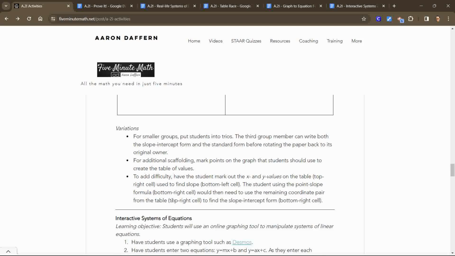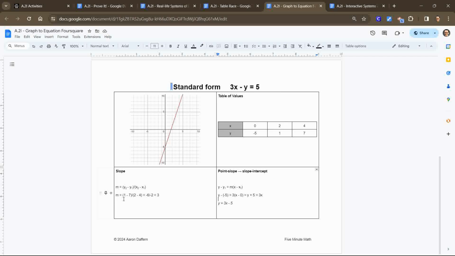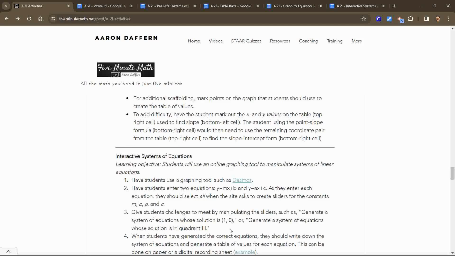And then if you wanted to add difficulty, what you can do is have students mark out the x and y values on the table used to find the slope. So let's say to find the slope, what did I use? I used the 1 and the 2, right? And then the 7 and the 4. So I used these 4 coordinates. So I would mark these out as I'm using the slope. So the next student that has to use x and y values would have to use the 0 and the 5, which is what I did here. You don't have to do that. Obviously, you can plug back in a 1 or 2 or something, but just in order to use all 3 different points, you can do that to kind of raise the difficulty level.